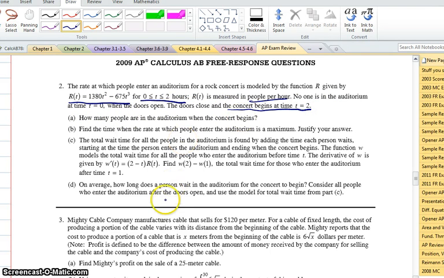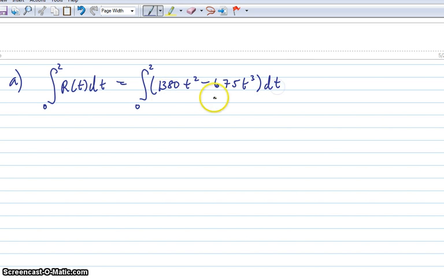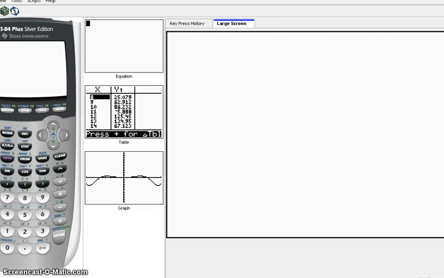So part A asks how many people are in the auditorium when the concert begins. We were just told that the concert begins at time equals 2. We're given a rate, so if we want the total number of people in the auditorium, we're going to take the integral from 0 to 2 of that rate, so of r of t dt. Which means in our calculator, we're going to take the integral from 0 to 2 of 1380 t squared minus 675 t cubed with respect to t. Of course, this is something we could take the antiderivative for, but why would we bother when we have the calculator? So let's go ahead and plug this in.